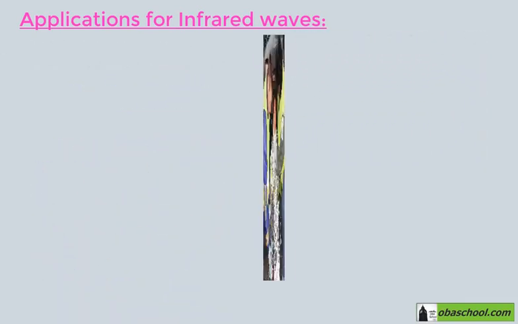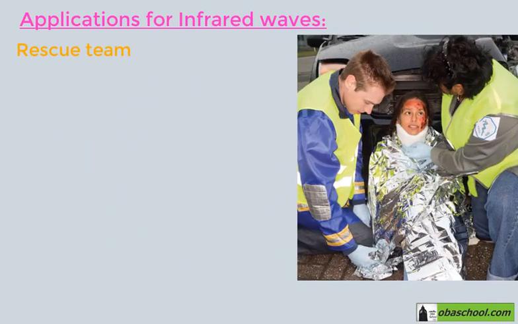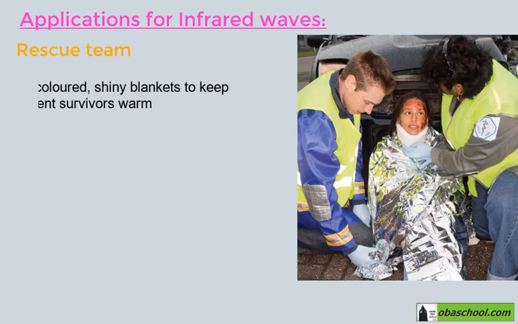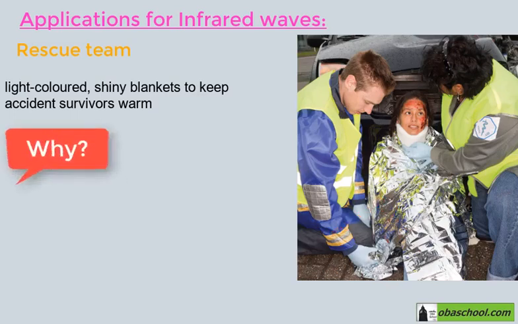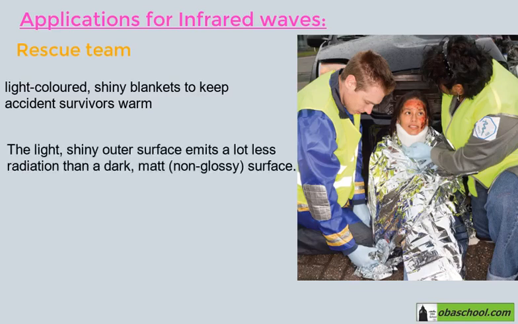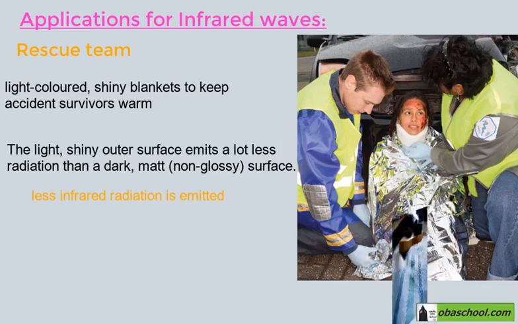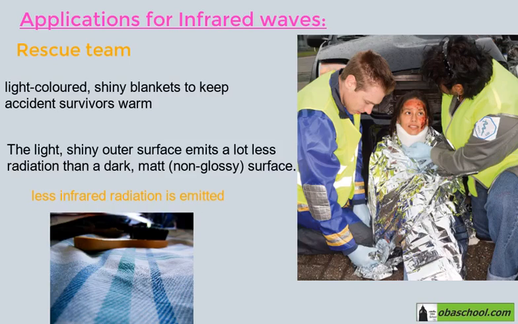Another example of infrared radiation is used by rescue teams. They use light-colored, shiny blankets to keep accident survivors warm. Why do they use them? Because the light, shiny outer surface emits a lot less radiation than a dark, matte, non-glossy surface. This keeps the patient warm as less infrared radiation is emitted than if an ordinary blanket had been used.